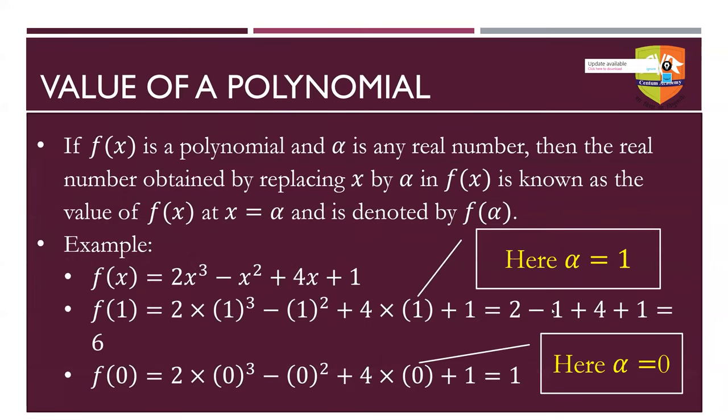Now let's go to the value of a polynomial. What is the value of a polynomial? So many questions on this. If f(x) is a polynomial and alpha is any real number, then the real number obtained by replacing x by alpha in f(x) is known as the value of f(x) at x equals alpha, and it is denoted by f(alpha). So you have to just replace the variable by the value and calculate. Treat it like a formula and calculate the value. You will get the value of the polynomial. Clear? Okay, you have been doing such kinds of problems before also. Okay, let's move on.